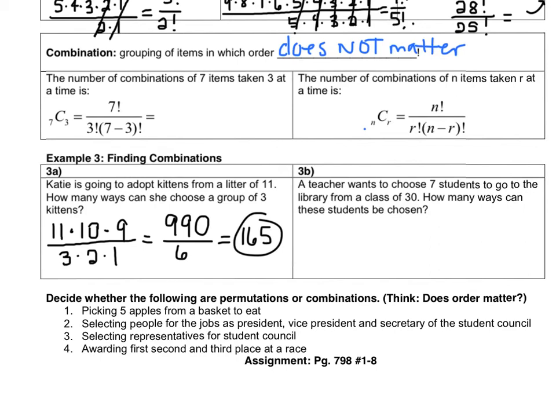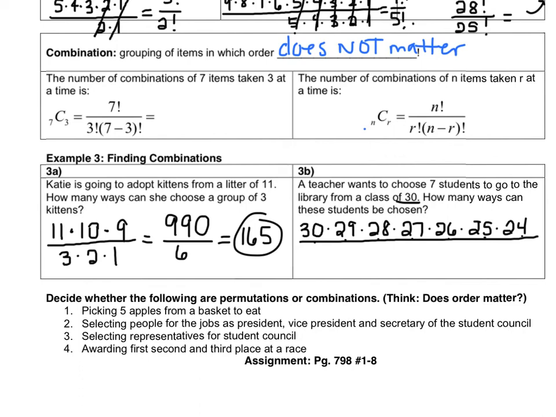Alright, what about 3B? We have 30 kids in a class, and this time the teacher is sending them all to the same place. So they're all going to the same destination. It doesn't matter who gets chosen first, second, third, fourth, etc. The teacher is sending 7 kids. So for the 7 kids, there's going to be 30 kids to choose from first, then 29, then 28 for the 3rd pick, and then 27, and then 26, and then 25, and then 24. 1, 2, 3, 4, 5, 6, 7. Okay, that would take care of the 7 selections.